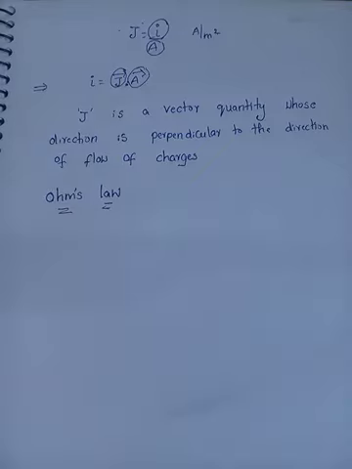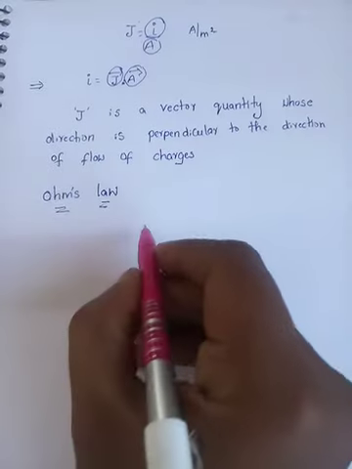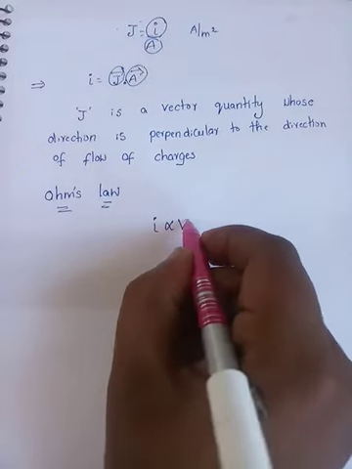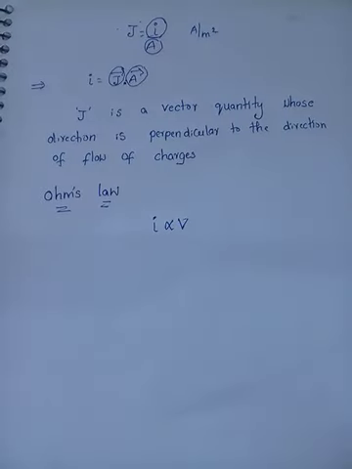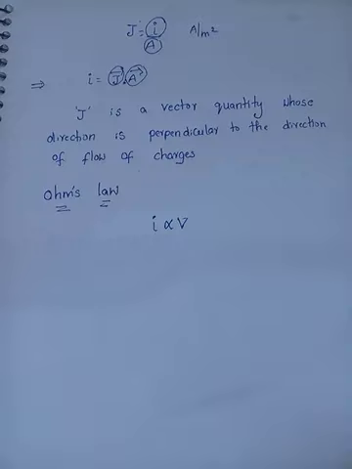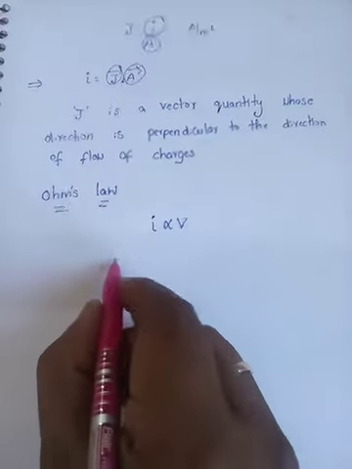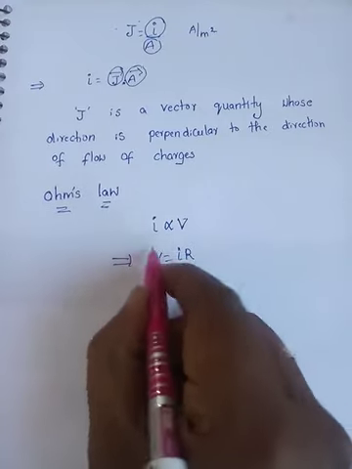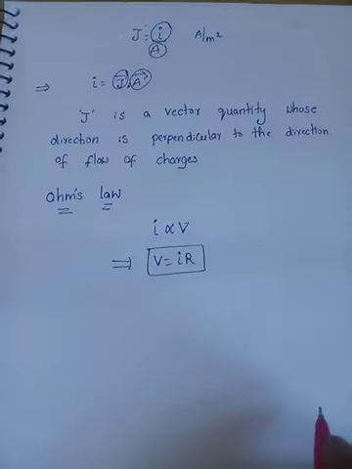So if you increase the potential, the number of electrons reaching the positive potential will be more. So the current will be more. From this we can say that the current flowing through a conductor is directly proportional to the potential difference applied across the ends. That implies V is equal to I into R. So this is called Ohm's law.